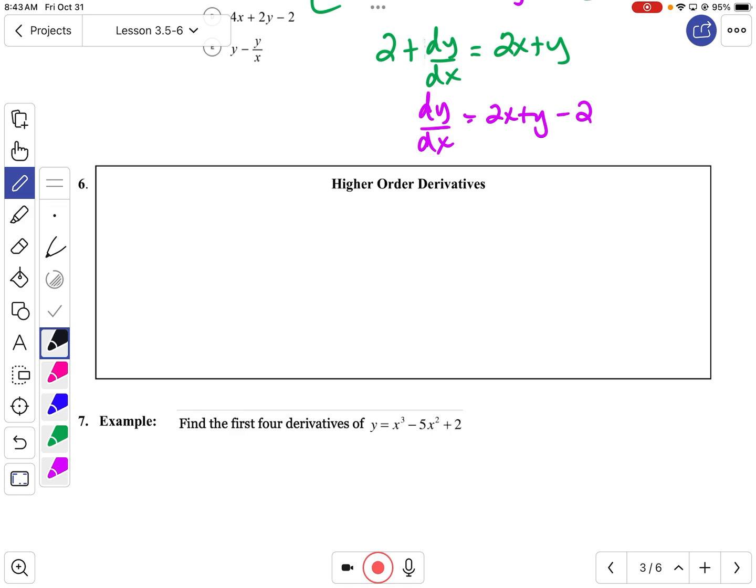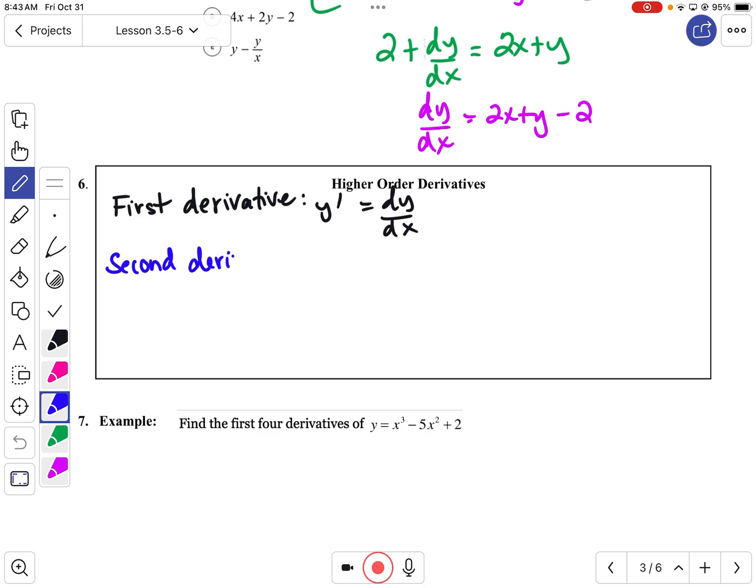So higher order derivatives. This is what's so cool about derivatives. We know how to take what is known as a first derivative, right? That was our y prime, our dy dx, all of those notations. Well, there is something known as a higher order derivative, a second derivative, and its notation is y double prime, or the second derivative of y with respect to x 2 times. Notice the 2 goes in a different place on the top and bottom, so that notation is a little weird.